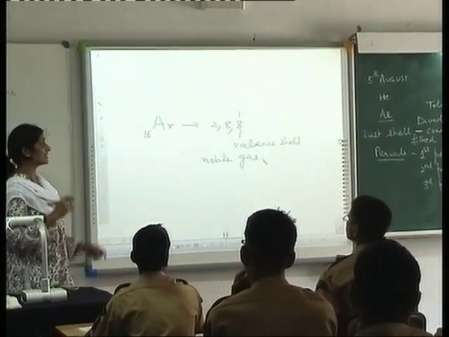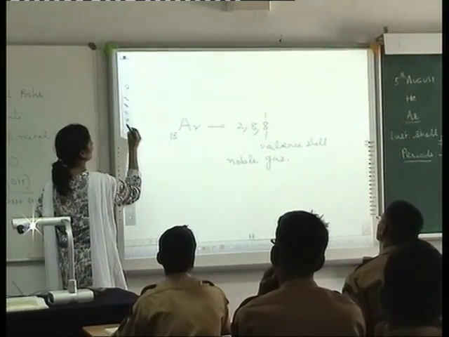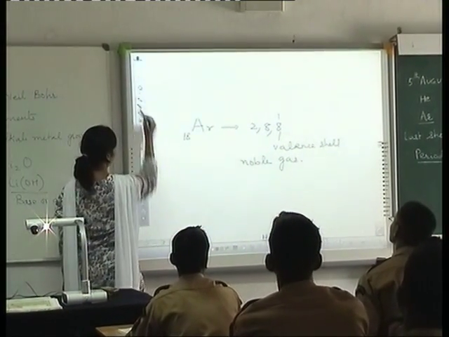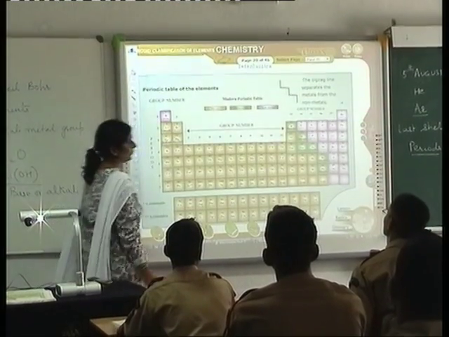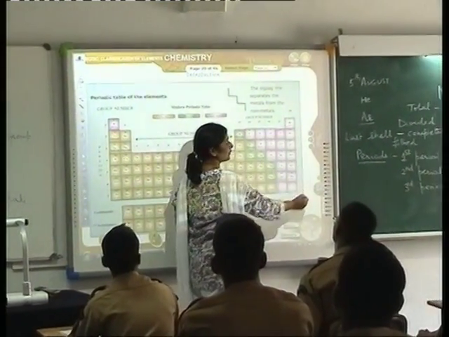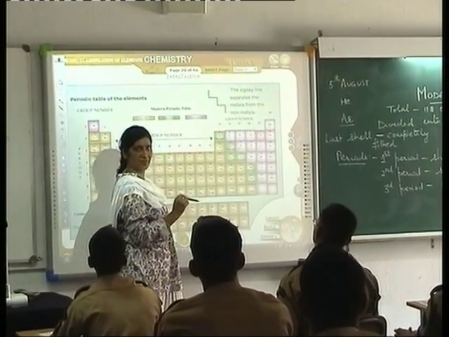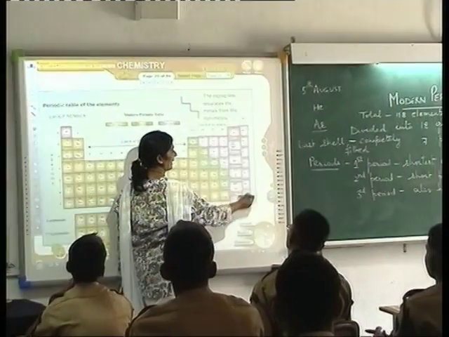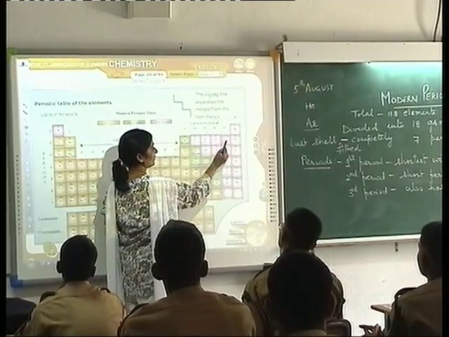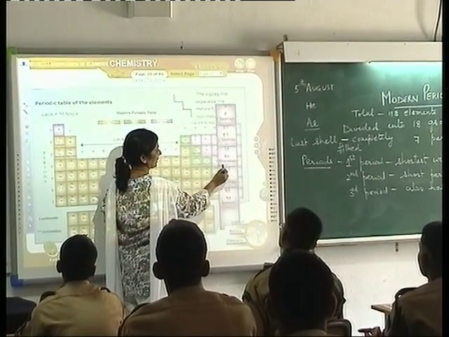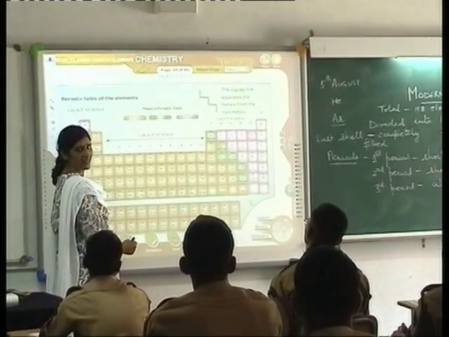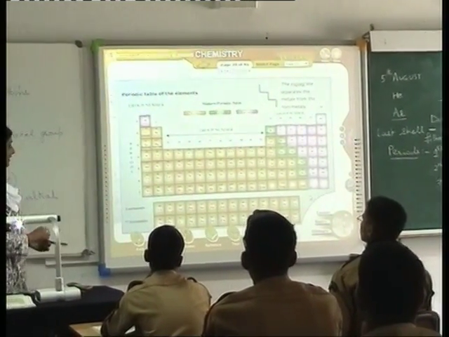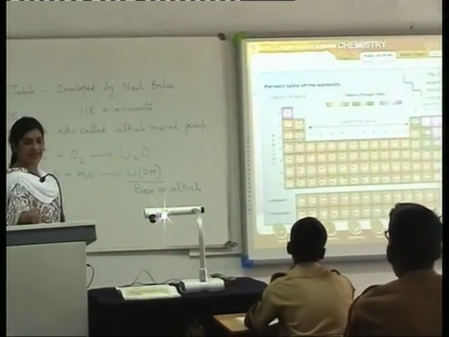Okay, so now group 17. The 18 group elements are called noble gases. The 17 group elements are fluorine, chlorine, bromine, iodine, and astatine. They are called halogens. Why are they called halogens?